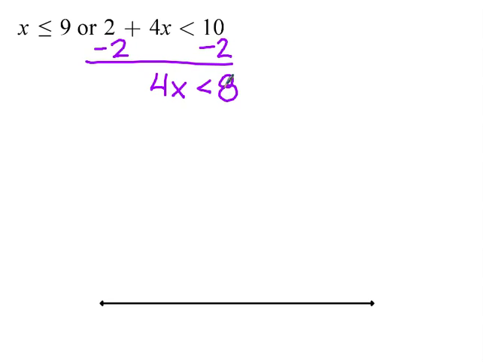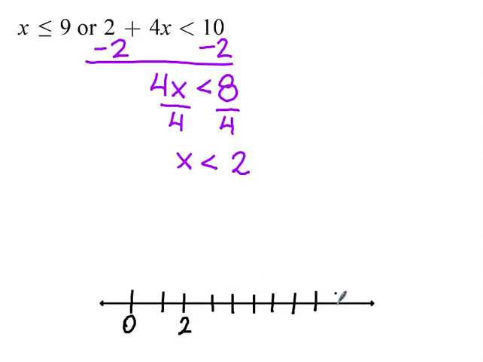What do you do now? Divide by 4. So I get x to be less than what? 2. So my boundary points are kind of like 9 and 2. But remember, I always need to have 0 on my number line. Oh, it's black. So here's 0. There's 2. There's 9. So let's start with x is less than or equal to 9.